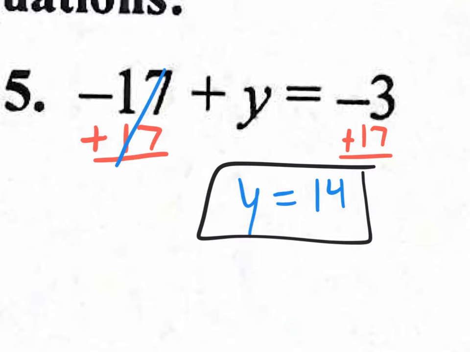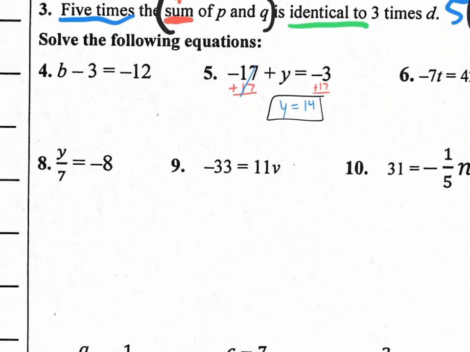If you wanted to double check it on your calculator, you could type in negative 17 plus, but instead of y, if you put 14 right there, negative 17 plus 14, hit equal on the calculator, it will give you that answer, negative 3. You've double checked it, you know you're absolutely right. Moving on to number 7.